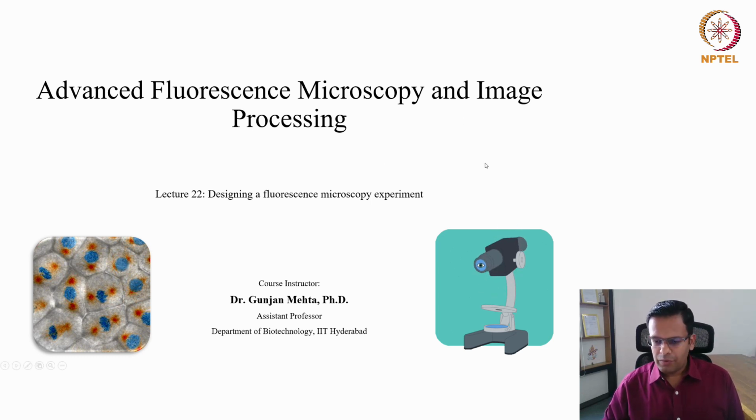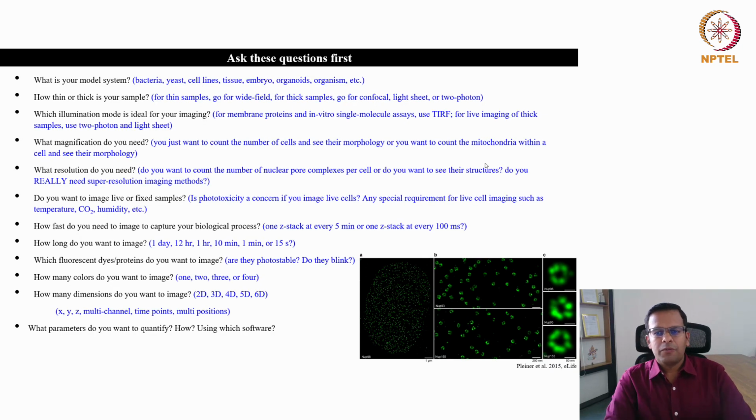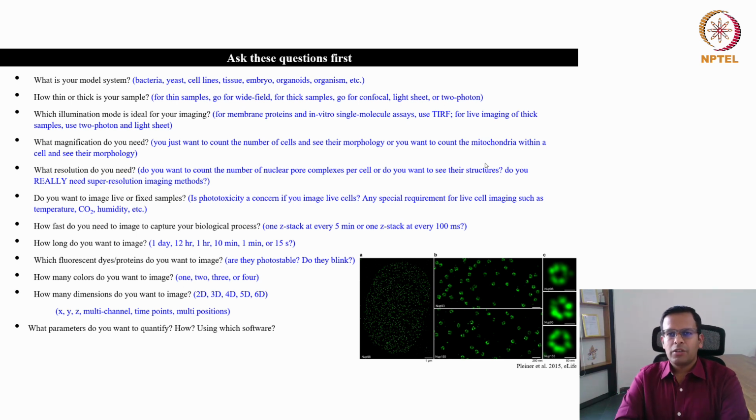So whenever you have to design an experiment, first you should ask all these questions and write down the answers on pen and paper. So first, what is your model system, whether you want to image bacteria, yeast, cell lines, tissue, embryo, organoids or organism, etc. How does it matter? Because of the second question, how thin or thick is your sample, because depending on that you have to decide what technology is good for your imaging experiment.